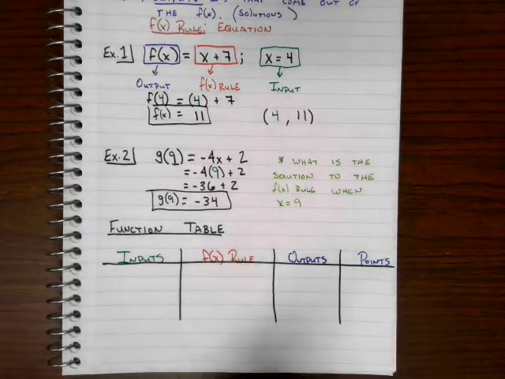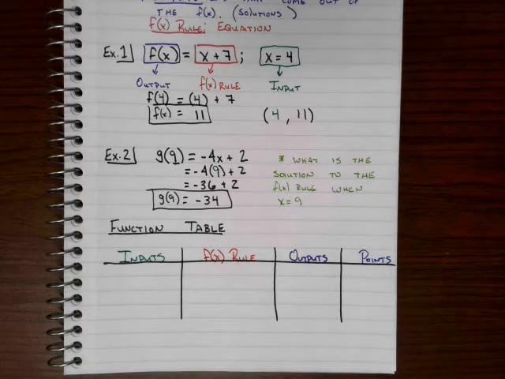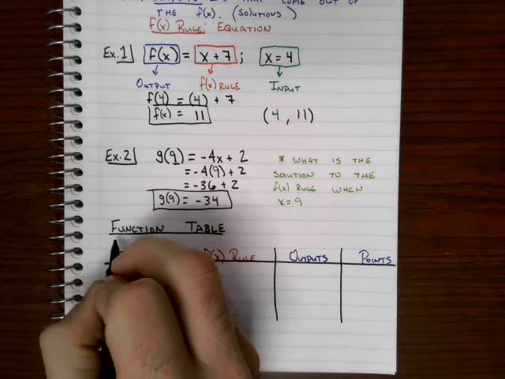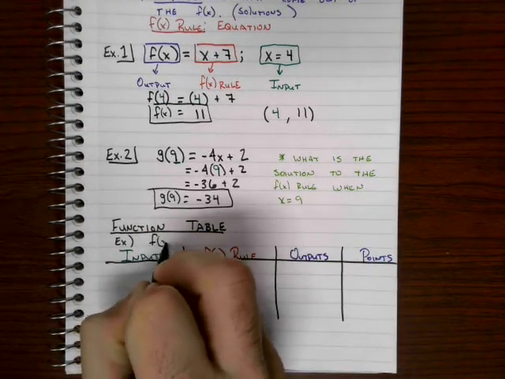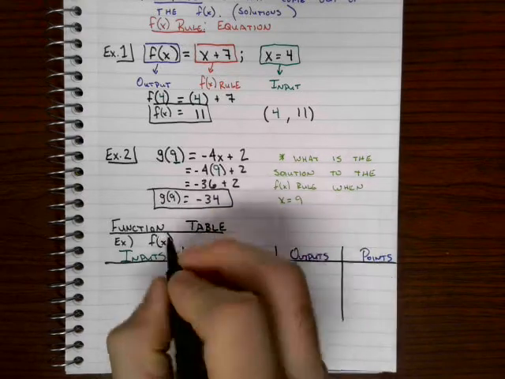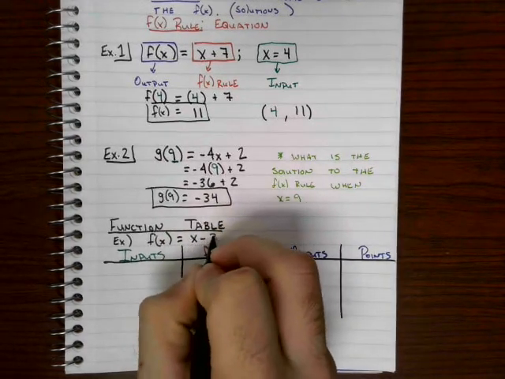All right. So the reasoning for a function table is it may say graph this function. Okay. So if we were to graph a function, we would use a function table. All right. So here's our example to our function table. Let's say f of x, and we'll do kind of an easy one, equals x minus 3. All right.